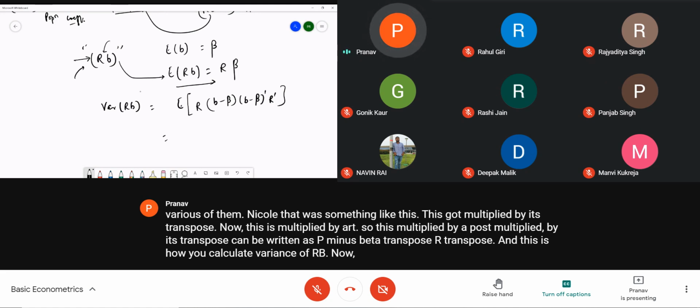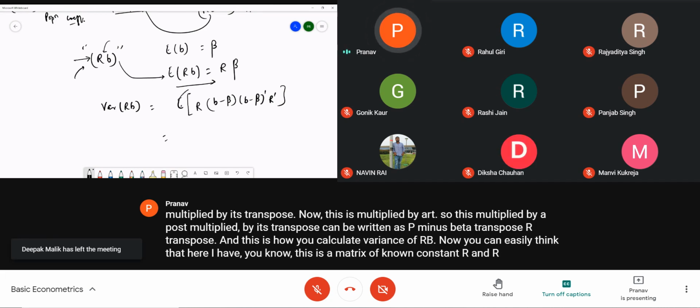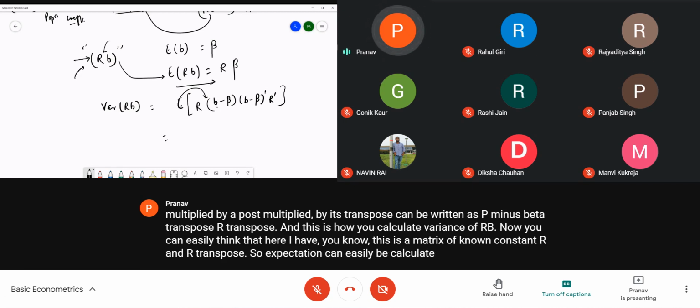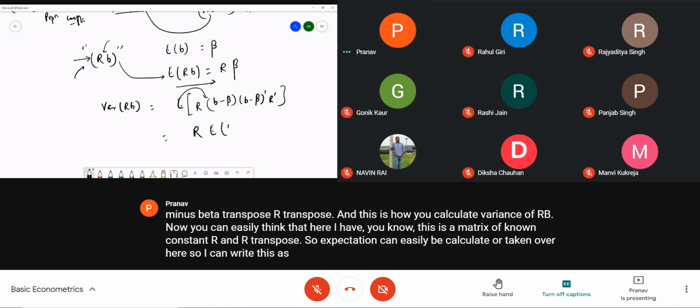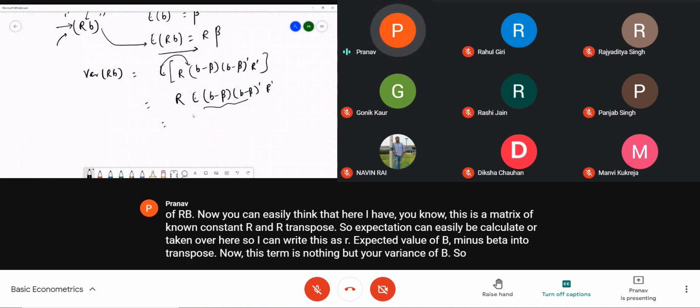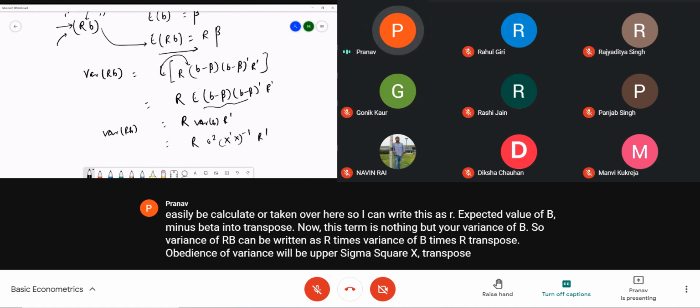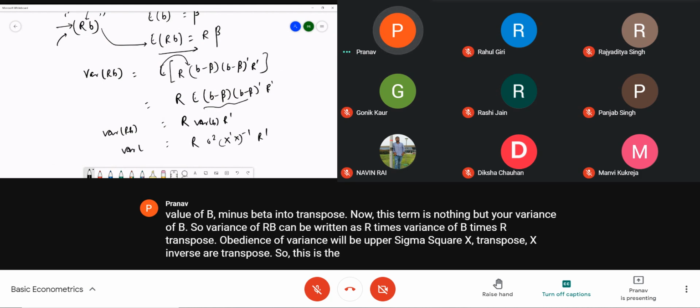Now you can easily think that here I have a matrix of known constants R and R transpose, so expectation can easily be taken over here. So I can write this as R times expected value of (b minus beta) into its transpose, times R transpose. Now this term is nothing but your variance of b. So variance of Rb can be written as R times variance of b times R transpose. और variance of b क्या था आपका? Variance of b आपका sigma square X transpose X inverse. So this is the variance of Rb.